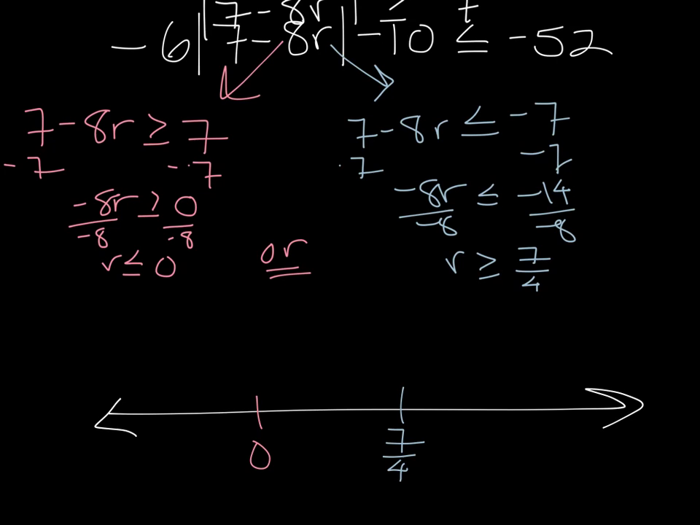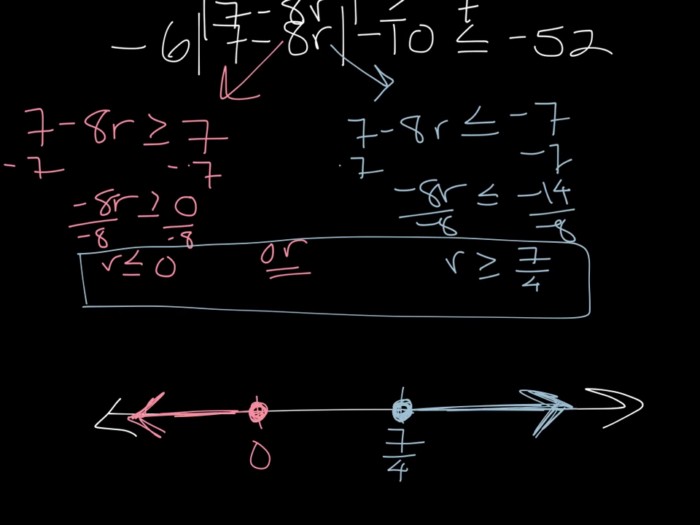So the r is less than or equal to 0. That would be a closed circle on 0 and to the left. And for r is greater than or equal to 7/4, also a closed circle, this time on 7/4, and to the right. And that's our answer graphically, and both of these are required as part of the answer algebraically.